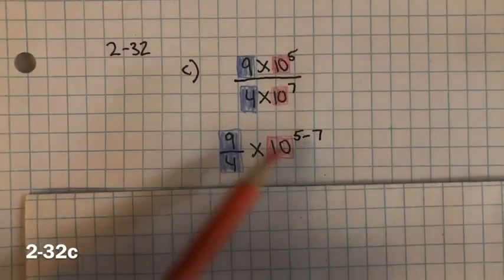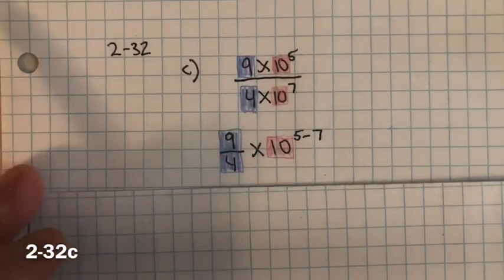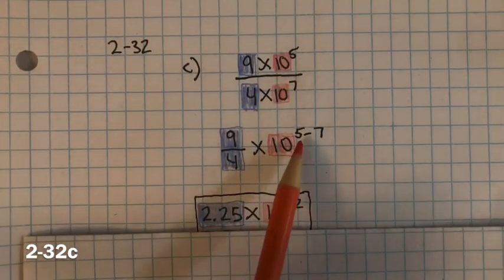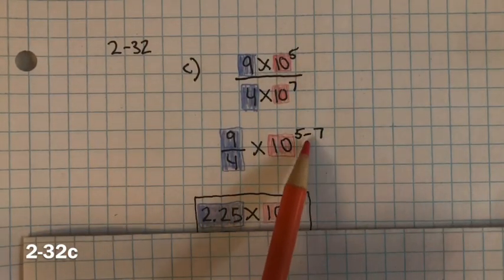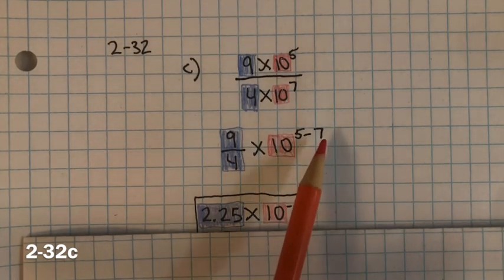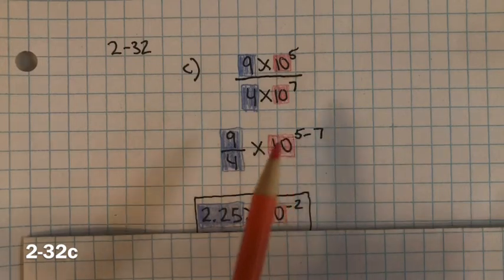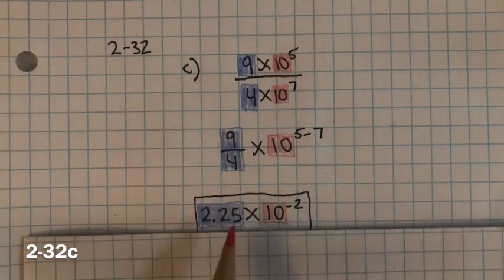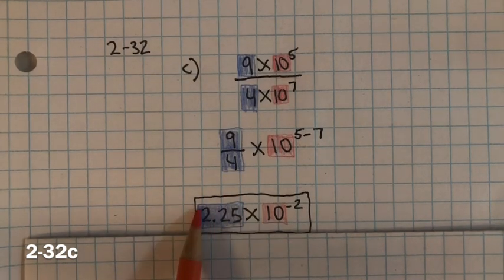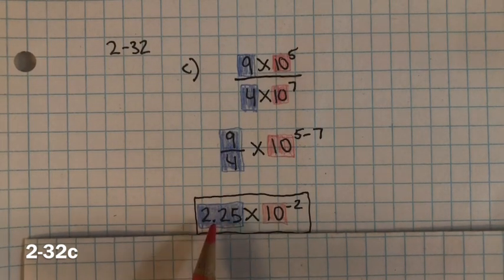Well, 9 divided by 4 first is going to be 2 and 25 hundredths. 5 minus 7, we have more negatives than positives, so you know it's going to be a negative. Signs are opposite, so you subtract. 7 minus 5 is 2. And this is in scientific notation since the A term is greater than or equal to 1, but less than 10.